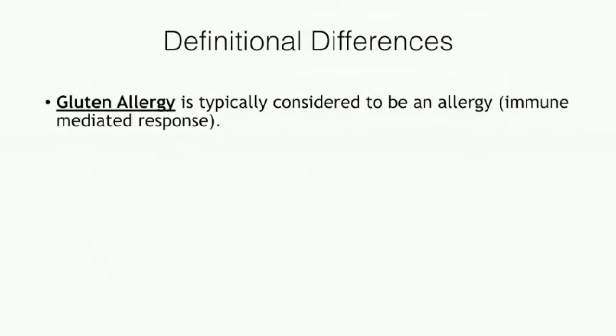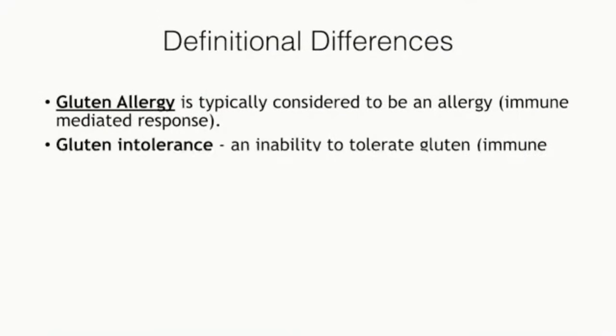Now, let's talk about definitional differences. I'm going to put up on the board for you some different terms. Gluten allergy is typically considered to be an allergy or an immune response, meaning the immune system looks at gluten and creates a response to that gluten, and that response generally leads to some type of inflammation, right? So a true allergy, we'll get into here shortly, but a gluten allergy is typically considered to be an immune response. Key takeaway there is the immune system reacts to the protein.